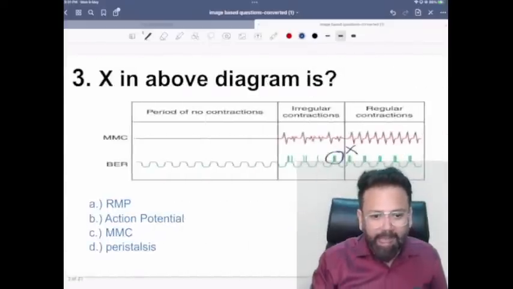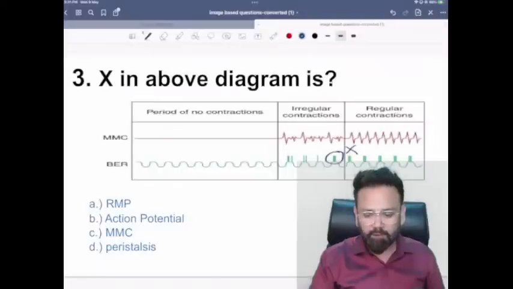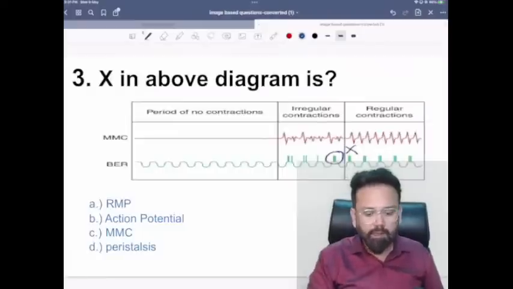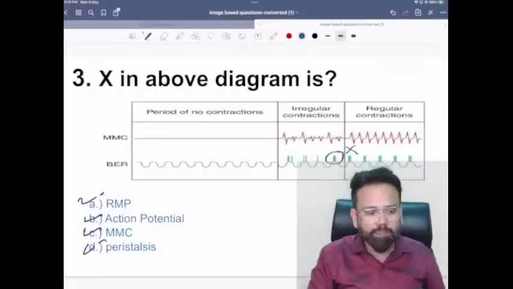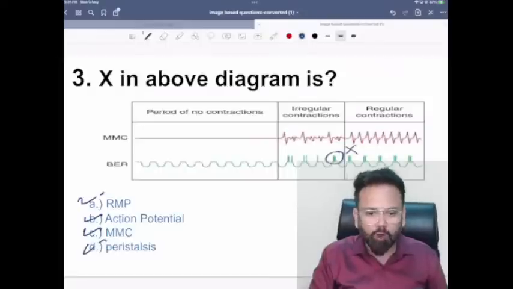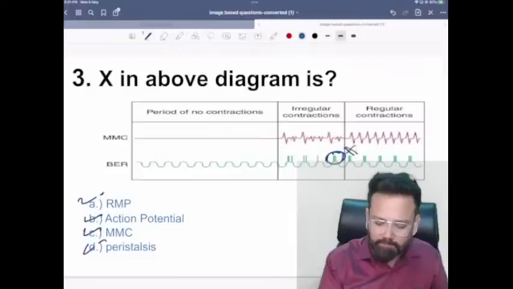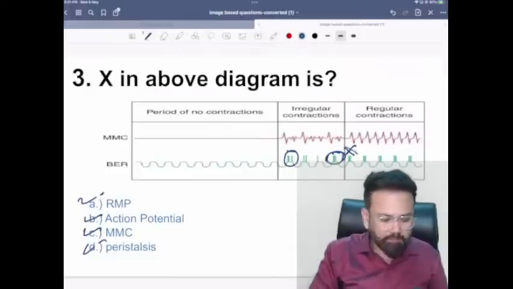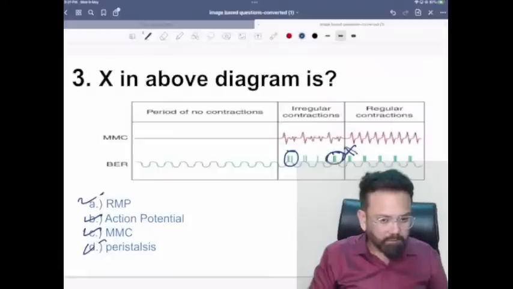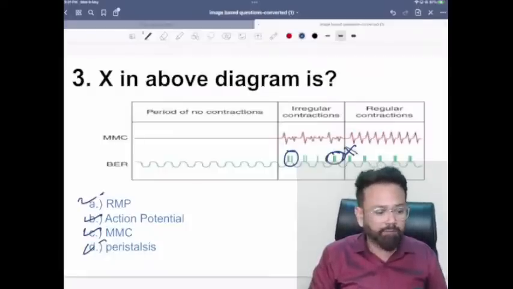Next question. X in the above diagram is? In the above diagram, what is the X? Is it resting membrane potential, action potential, migratory motor complex, or peristalsis? What is X in the above diagram? These are repeat MCQs and they are very, very frequently asked.